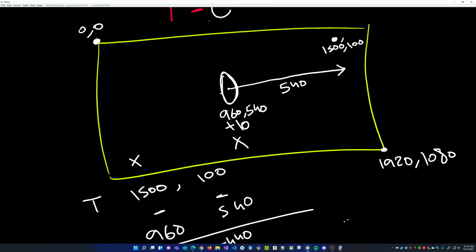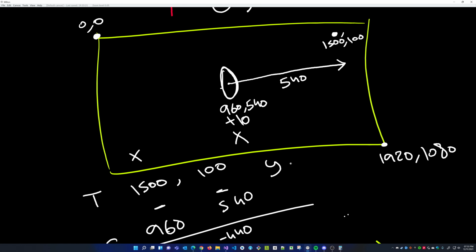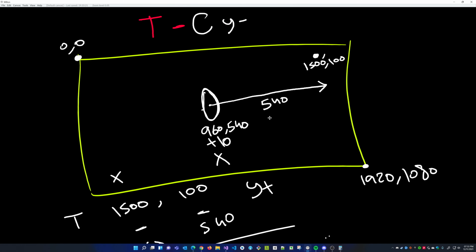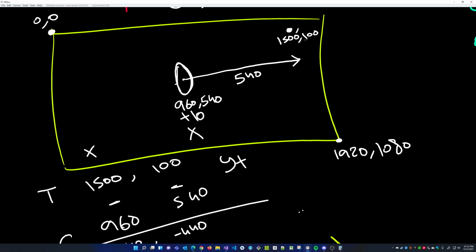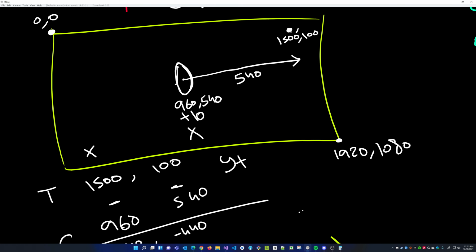And then I need to go up, and notice this is negative. Remember we said that this is minus y and this is positive y. So whenever we're going up, we're going in the negative direction. So this distance over here is minus 440.